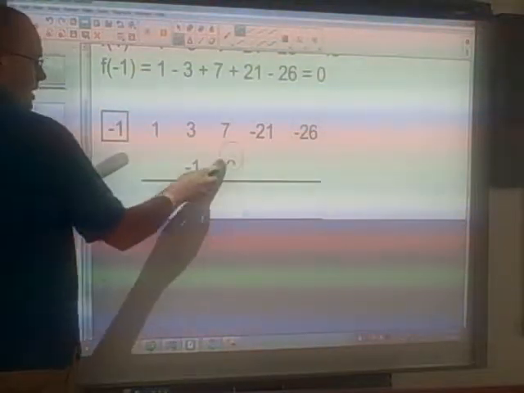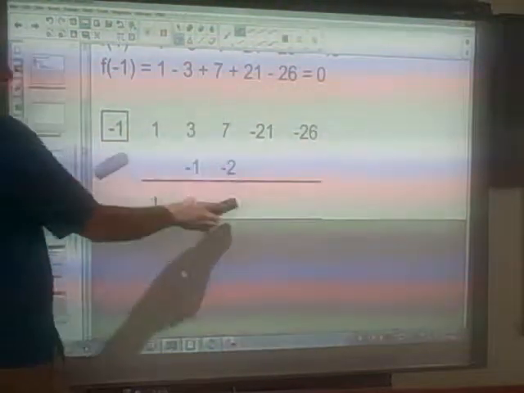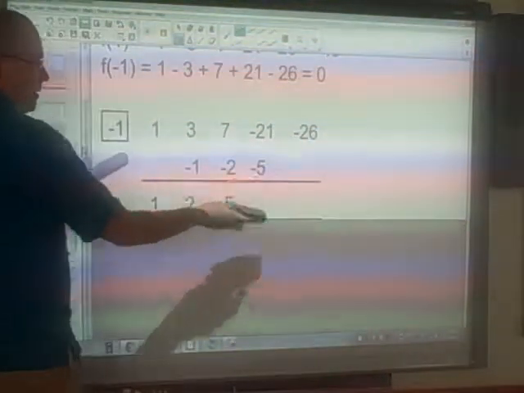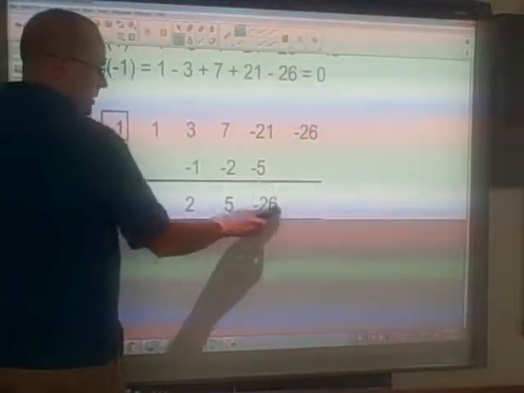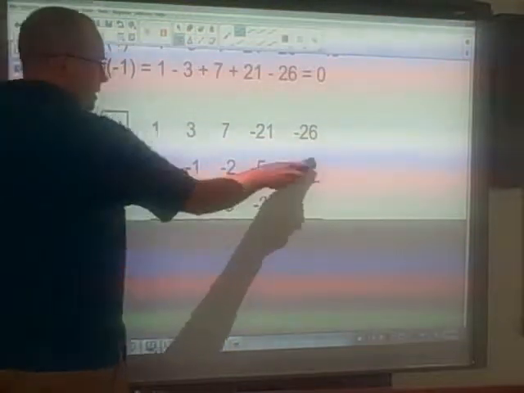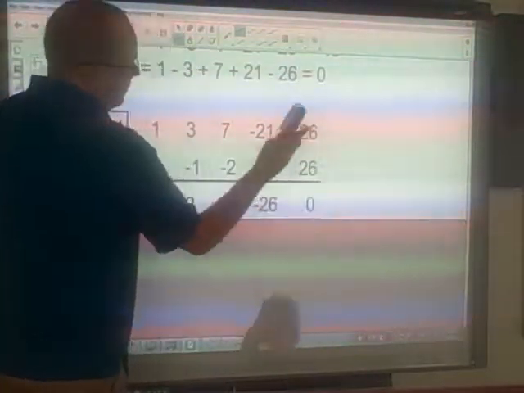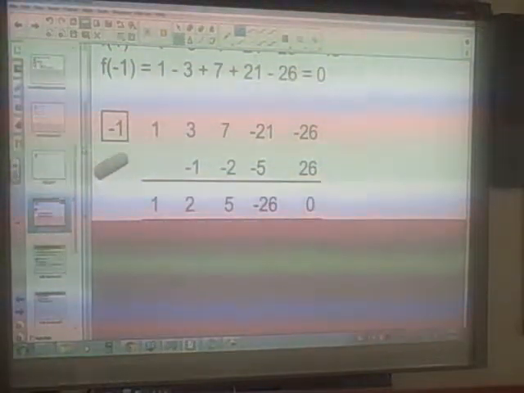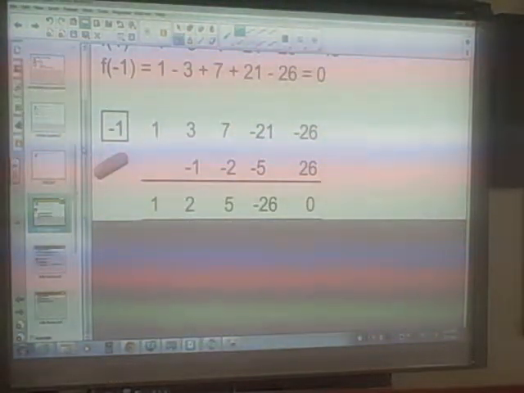Negative 1 times 2 is negative 2. Add those together, that gives us 5. Negative 1 times 5, negative 5. Add these two together, it gives us negative 26. Multiply, 26. And we should, of course, get 0 on the end, because that's the definition. If it's a root, then when we divide in, we should get a remainder of 0.